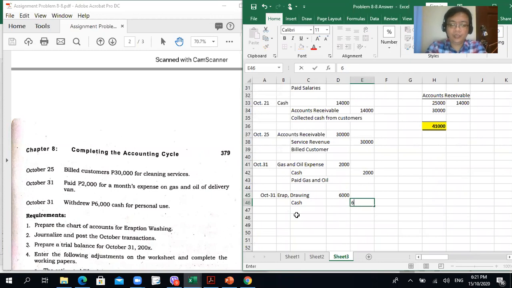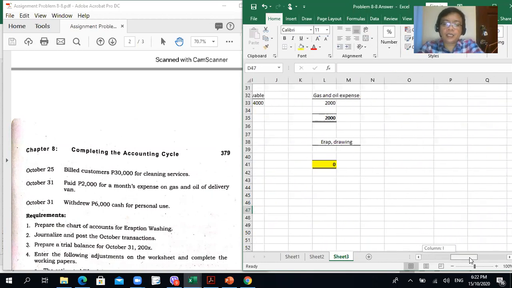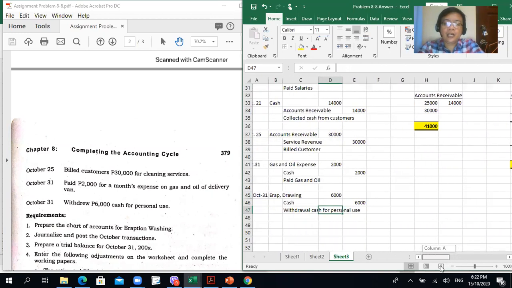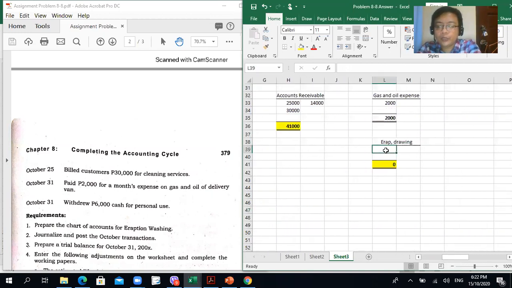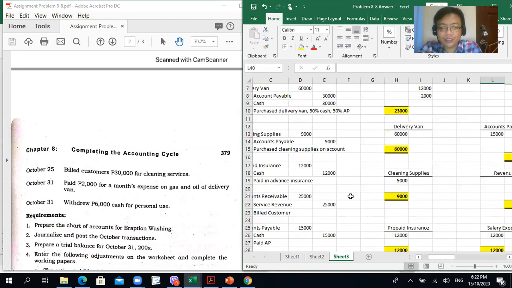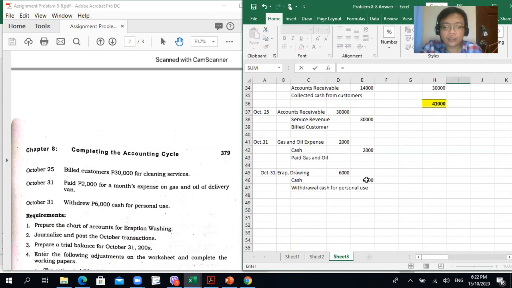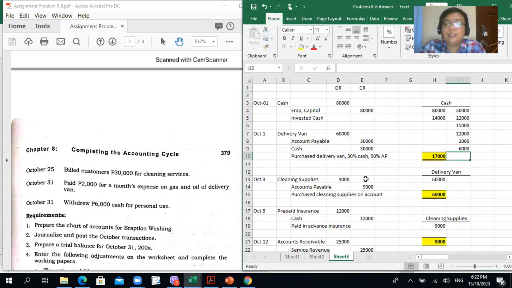So meaning this is withdrawal of cash for personal use. And so Erap drawing is a nominal account, and if we increase our Erap drawing or drawing account, always on the debit, diba? And also, again, cash na naman. If we decrease cash, if we decrease asset accounts, it is on the credit.